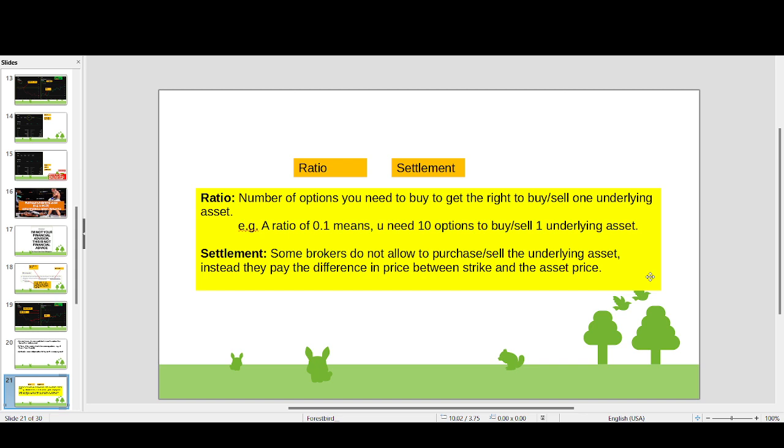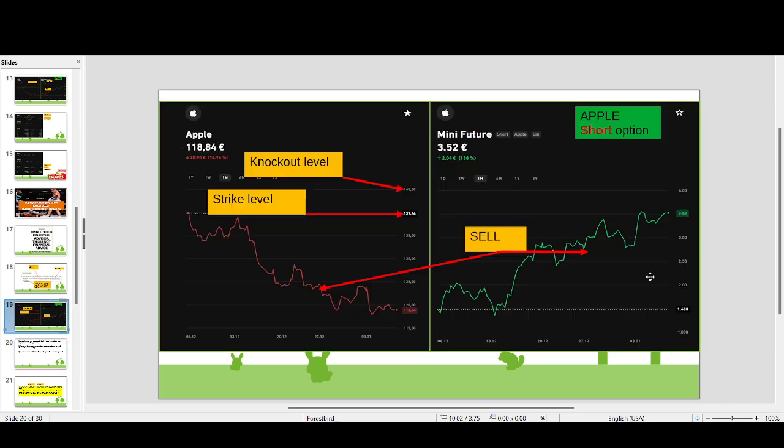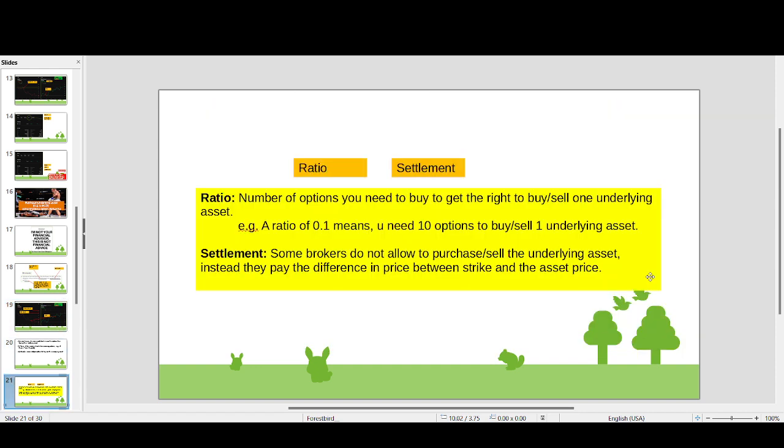So in the situation that I just mentioned here, you need 10 options in order to exercise this right to purchase one Apple stock. As you see, if you sum up all the numbers, it's not very profitable if you exercise this right, because you won't be making much money there. But then you will also need to take into consideration another aspect, the second aspect, which is the settlement.